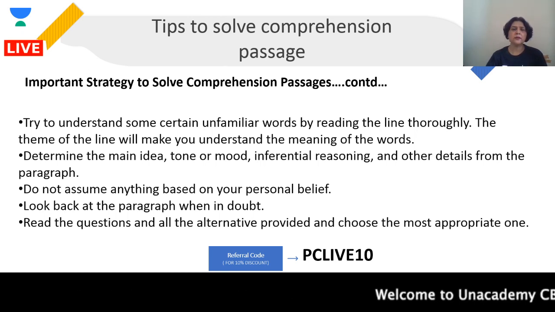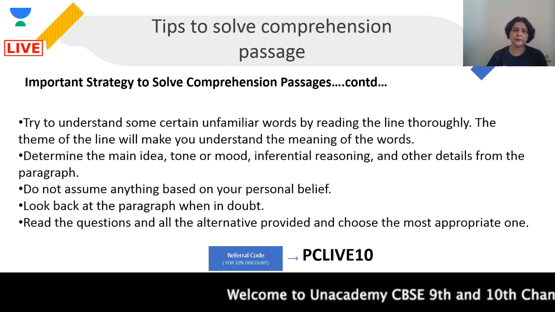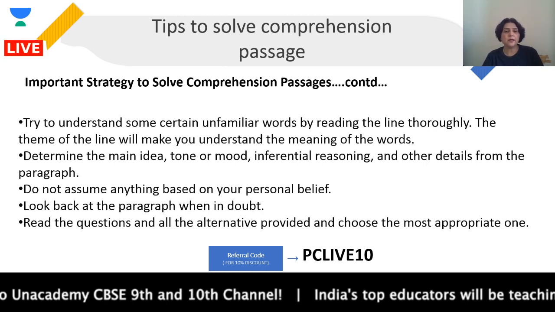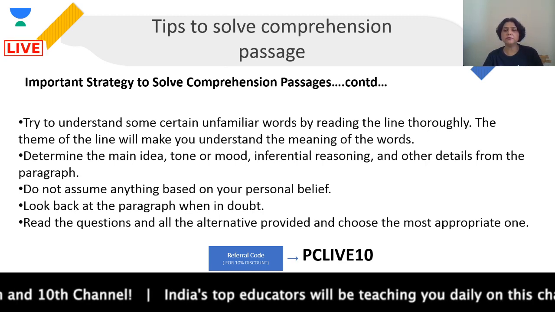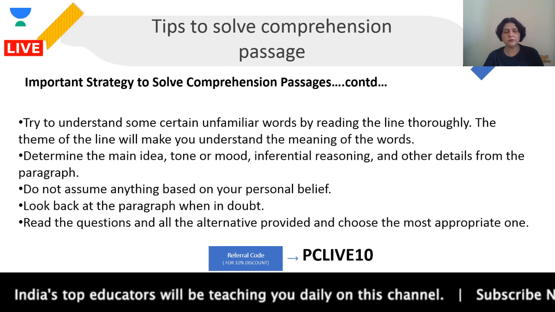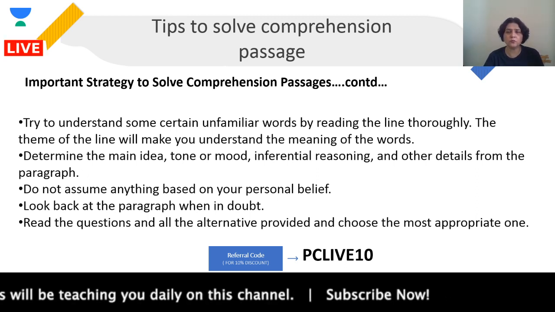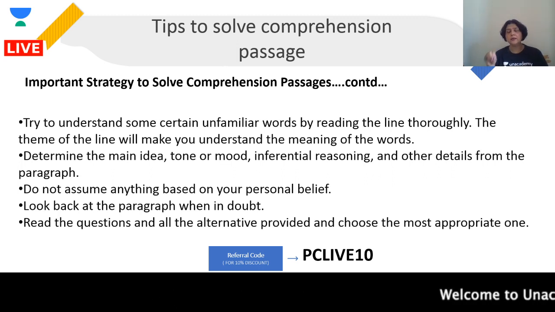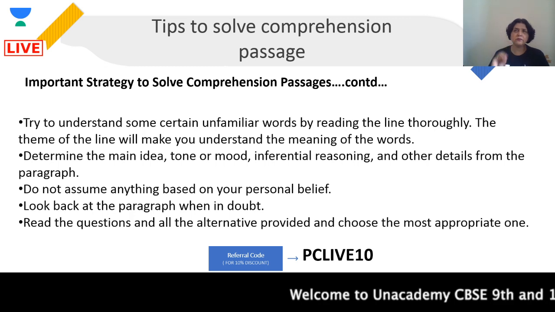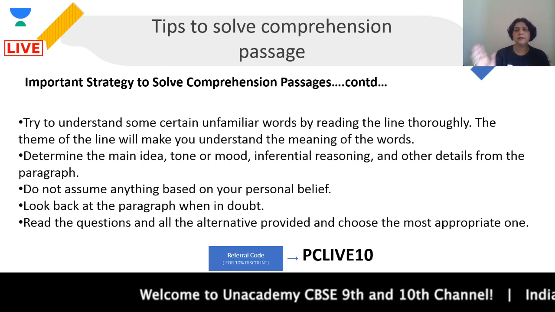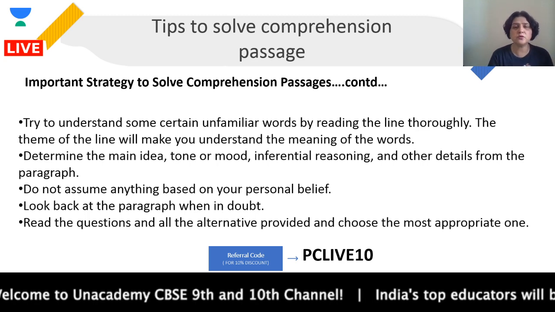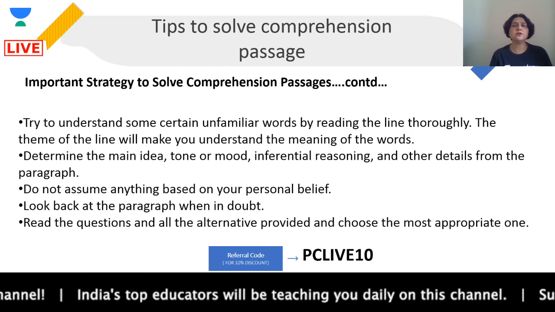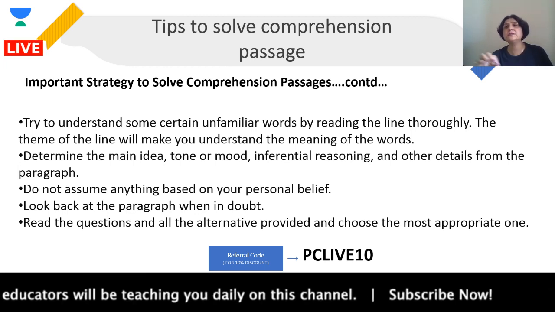Don't assume anything based on your personal belief. Look back at the paragraph. I will be discussing all these things. When in doubt, read the questions and all the alternatives provided and choose the most appropriate one. Now coming to the second one: main idea, tone, mood, inferential reasoning. There can be n number of details in a particular passage, based on which there can be questions, direct as well as indirect. In tone or mood, as I've already told you, there can be a question such as, through these lines, what does the author mean when he says this?